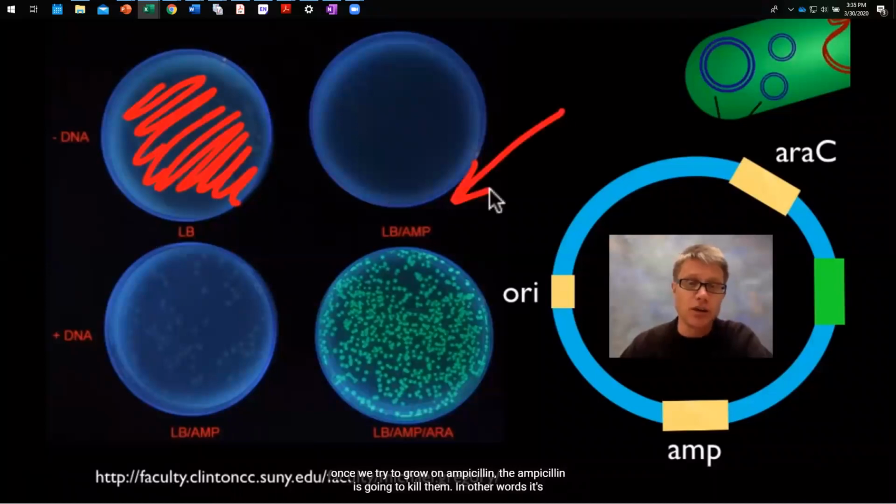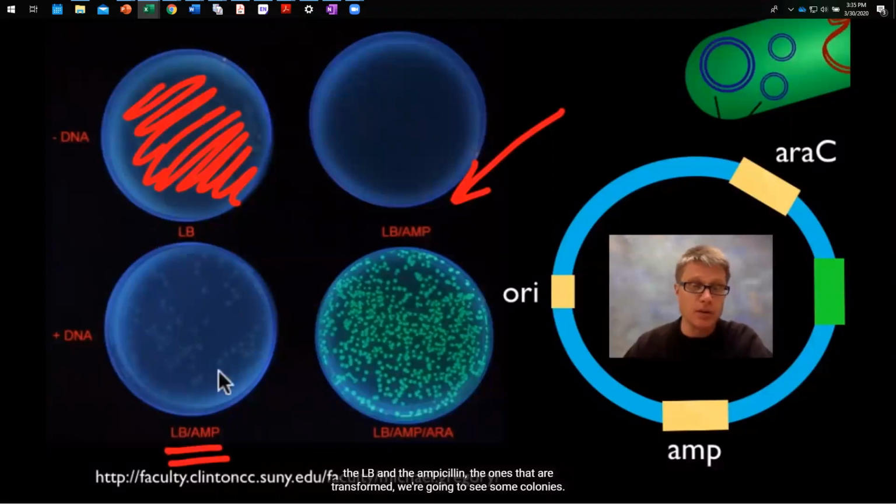The ones we try to grow on ampicillin, the ampicillin is going to kill them. In other words, it's going to kill all of them, since none of them picked it up. Likewise, on the ones with the LB and the ampicillin, the ones that are transformed, we're going to see some colonies. Each of these colonies represents one bacteria that picked up the plasmid. It's able to make copies of itself, and it's able to grow. You can see not a ton of them were able to do that.